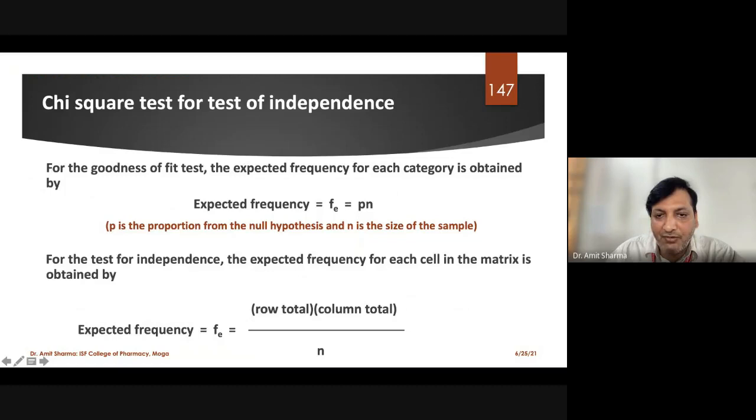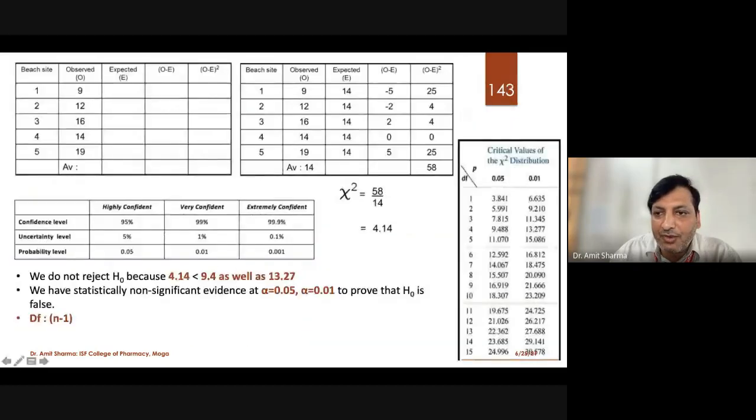You are going to get an expected frequency. And once we have the expected frequency, you can calculate the chi-square, and that chi-square value is compared with the chi-square table, which I have shown you in the previous class. This is only a snapshot of the chi-square table where I get my degree of freedom. For example, here my degree of freedom for the goodness of fit test was found to be 4. So I have to look for this value.